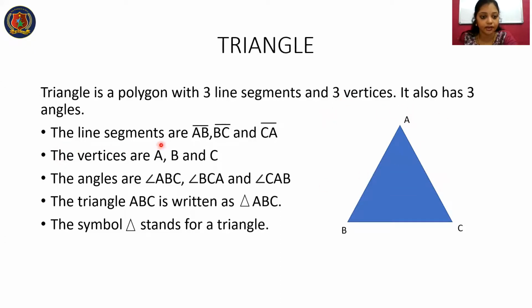See here, the line segments are AB, BC, and CA. The vertices are A, B, and C, and the angles are angle ABC, angle BCA, and angle CAB. The triangle is written as triangle ABC. This is the symbol of a triangle. If you want to represent a triangle, you can put a small triangle symbol and write ABC, and then it represents that triangle. The triangle symbol stands for triangle.